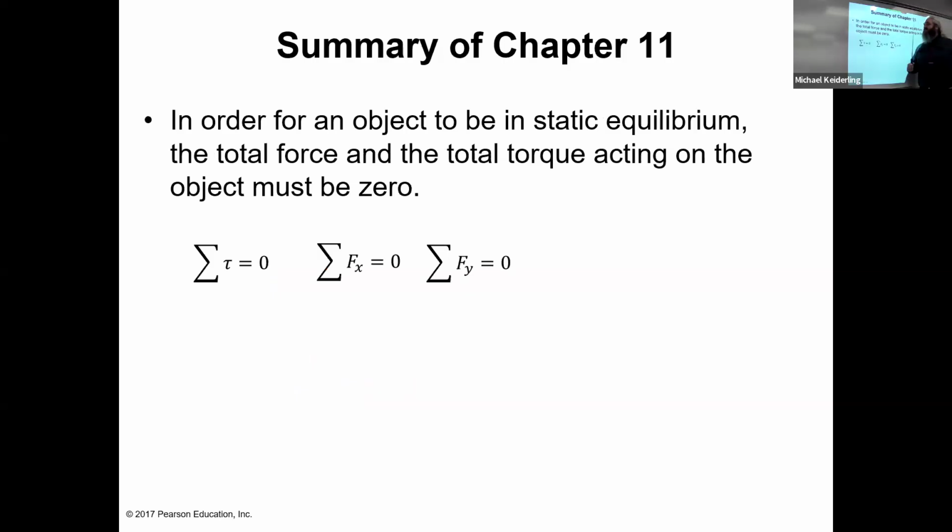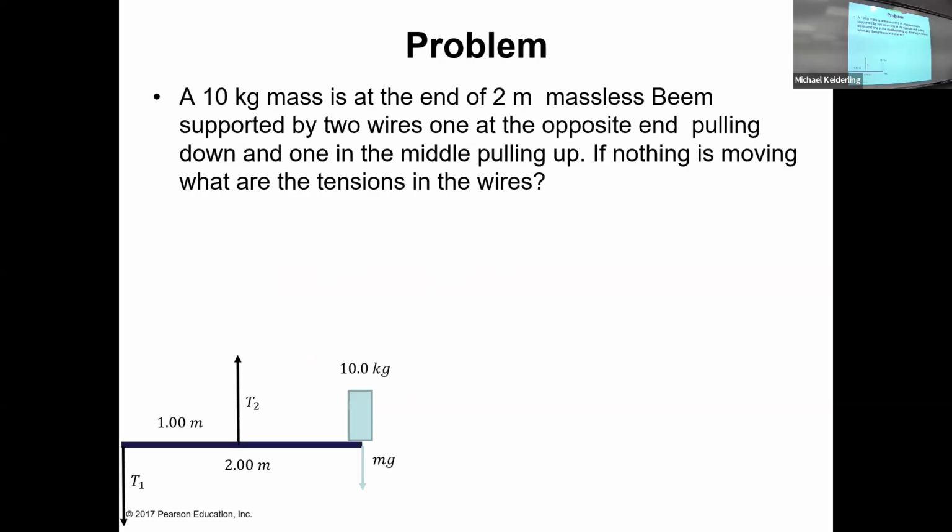Now, in order for an object to be in static equilibrium, the total force and total torque acting on the object has to equal zero. So the sum of all the torques is zero, the sum of all the forces in the x direction is zero, the sum of all the forces in the y direction is zero. So here's an example, a 10 kilogram mass at the end of a 2-meter massless beam is supported by 2 wires, one at the opposite end pulling down and one in the middle pulling up. If nothing is moving, what are the tensions in the wires?